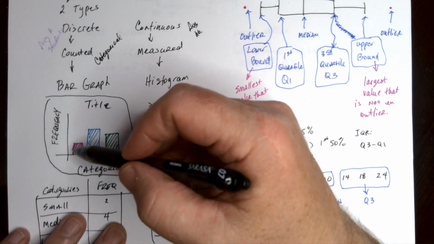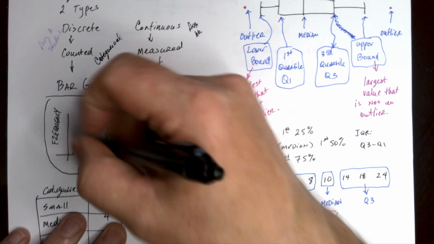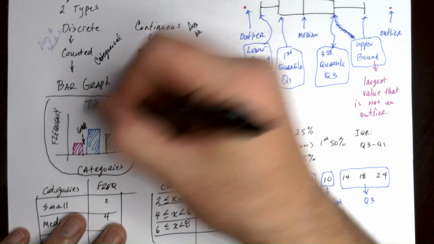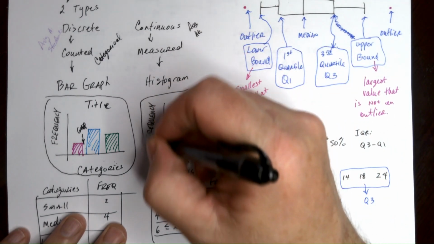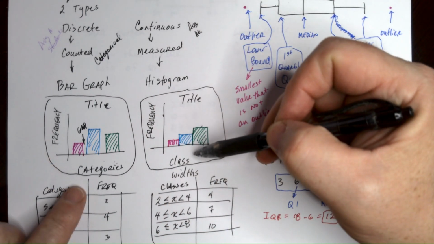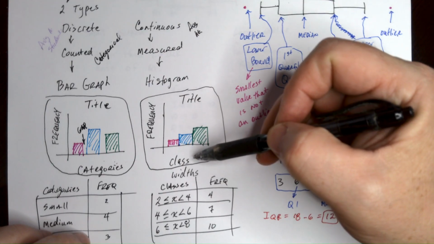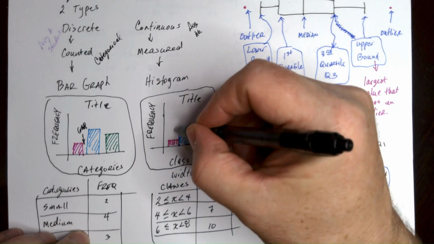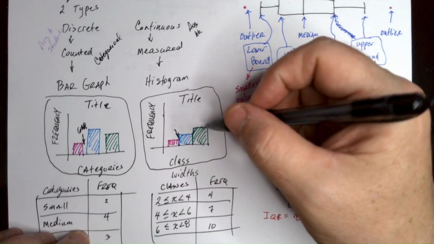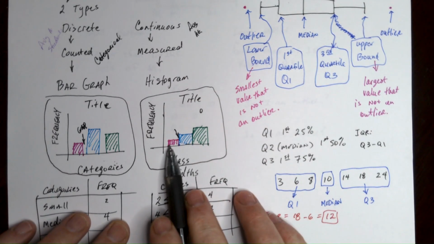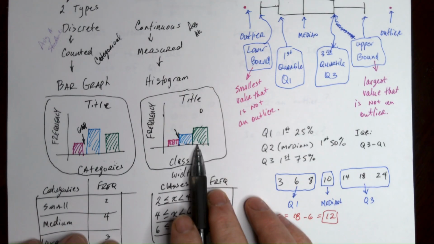So bar graphs, there's a gap. There's always a gap in between. They don't touch because it's not continuous data. Whereas histograms, frequency is still the y-axis, but the classes or the class widths, that's going to be the x-axis, and the bars will touch unless there's a class that has a frequency of 0, then there would be a gap. But otherwise they touch because it's continuous data.